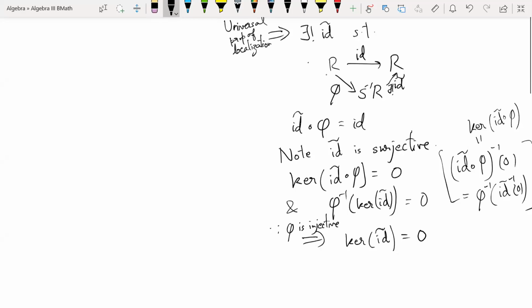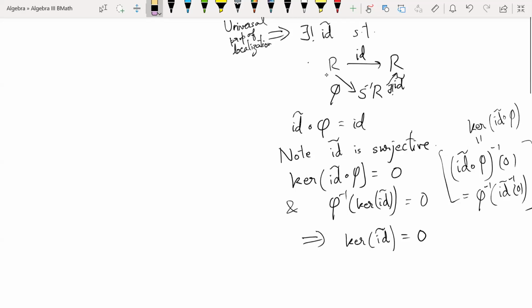Because for any ring homomorphism, phi of 0 equals 0, and that's the only thing we need. So you don't even need phi to be injective here. So 0 has to belong there, and there can't be anything else. So what we get is the kernel of the identity is indeed 0, and that's it. Any questions?